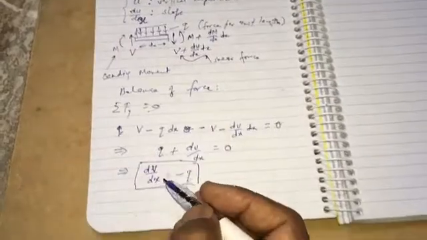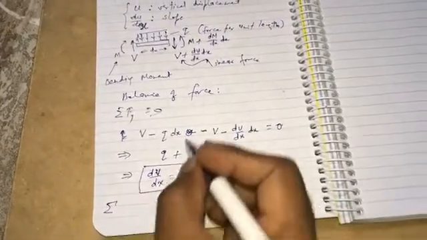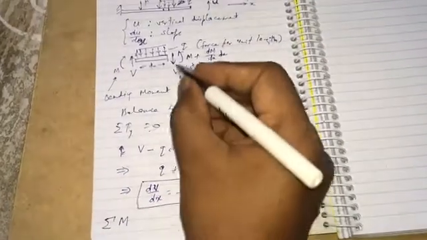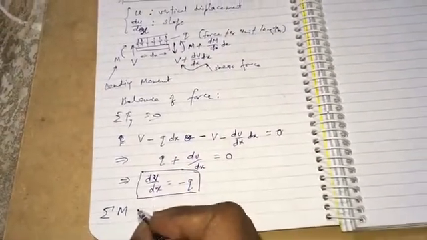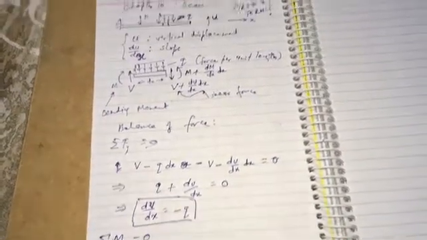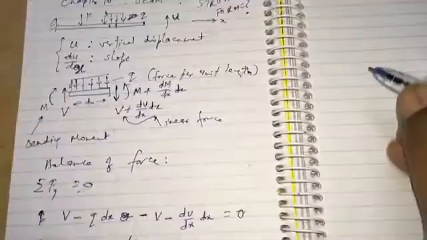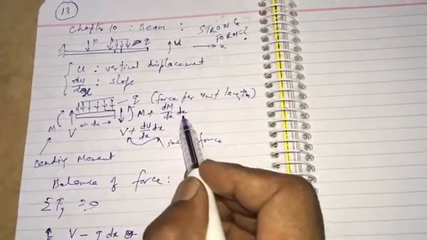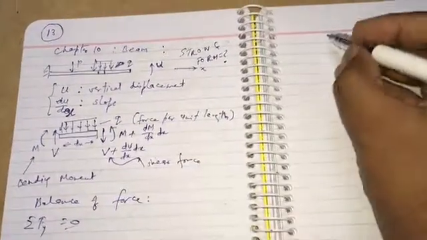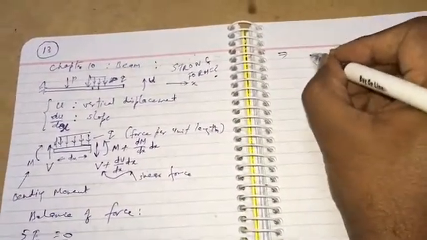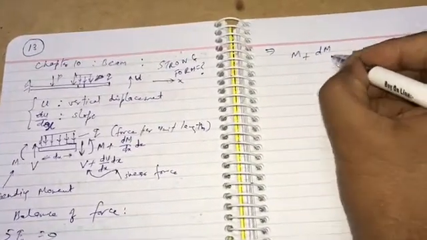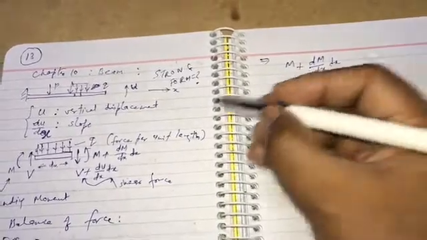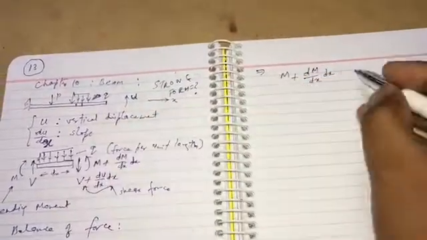Now similarly we can work on finding the moment. Total moment has to be equal to 0. If we do that, what do we get? So let us see. Total moment equal to 0. Look here. We have M plus dM over dx, so this is M, minus this M. So minus M.